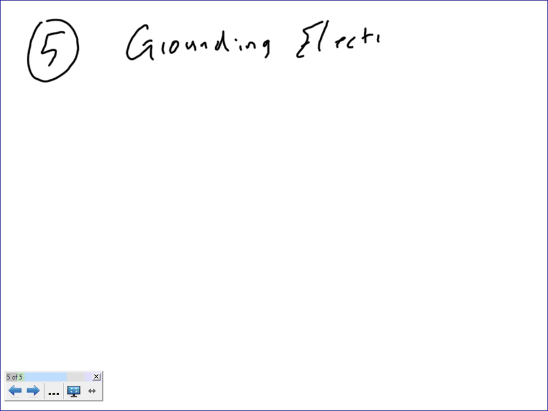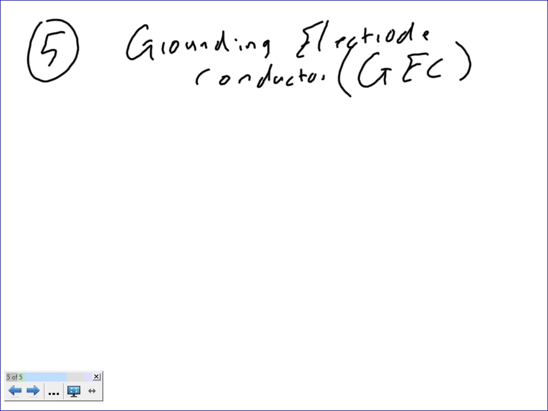I can go over it again. Number 5: grounding electrode conductor. This is the code term for this item. The reference is 250.66. If you go to the 250.66 article as well as the table, here's what it tells you.